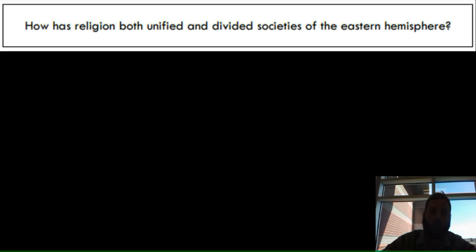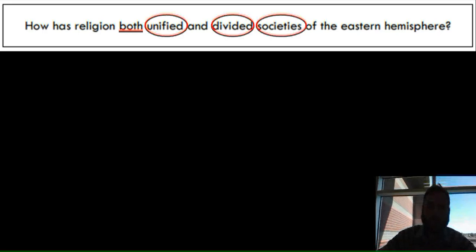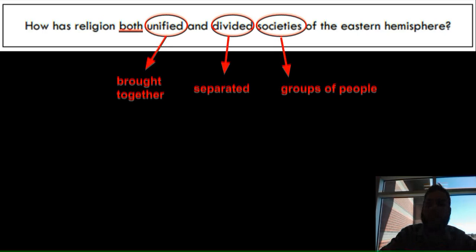The first one was for the prompt itself, and what we did was underline the word both in the question. How has religion both unified and divided societies of the Eastern Hemisphere? Make sure you also have the prompt circled with the words unified, divided, and societies, and defined. Unified means brought together. Divided means separated. Think about in math class how fractions are like separations. And societies are groups of people.